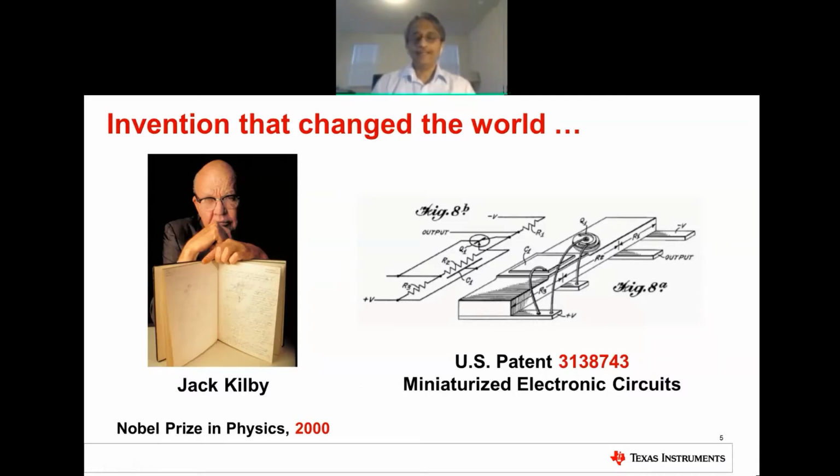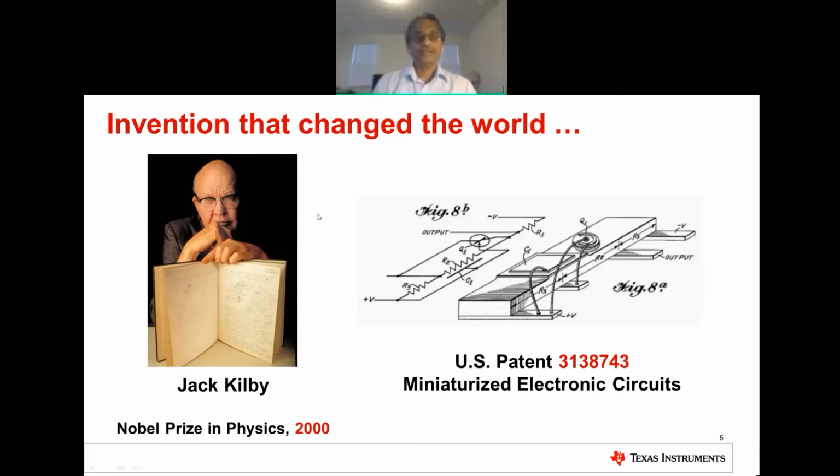The lab at TI that I work in is named after him, and incidentally, the work that he did was on the same campus, not too far from where I sit. So it's really a great inspiration for all of us. As you know, he won the Nobel Prize for Physics in 2000.